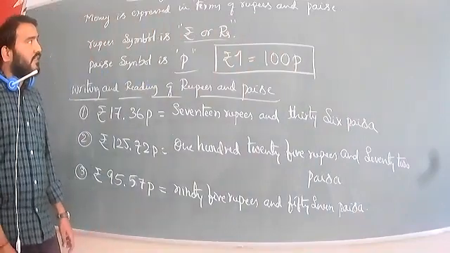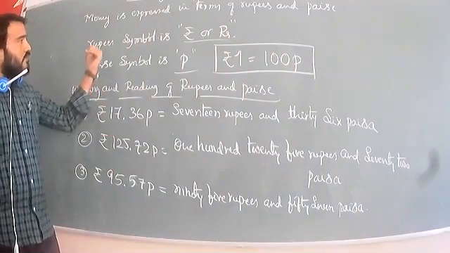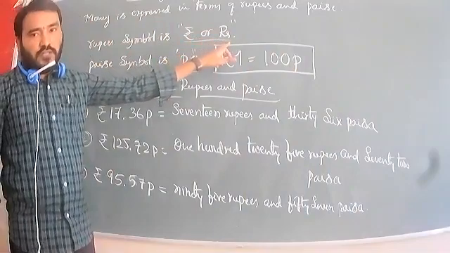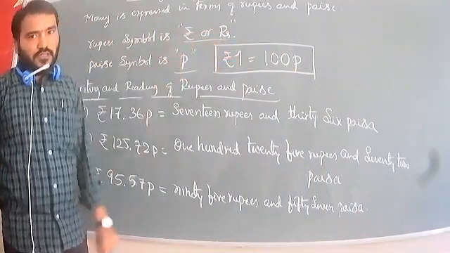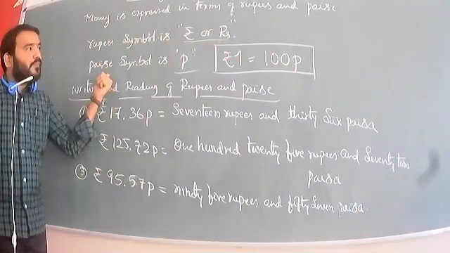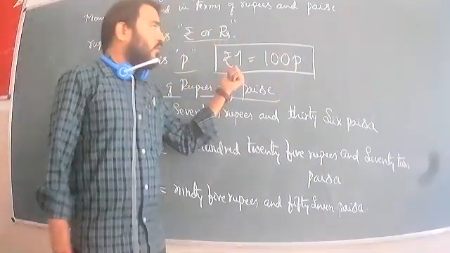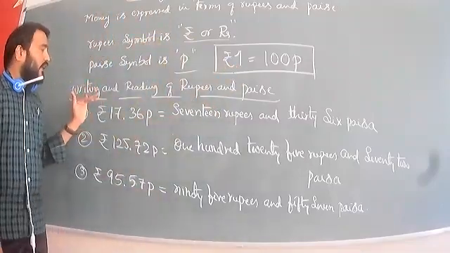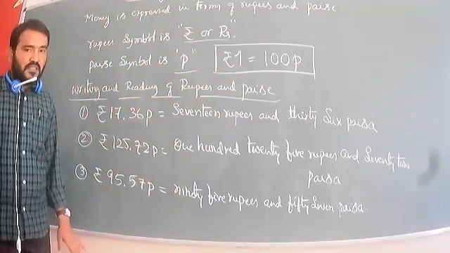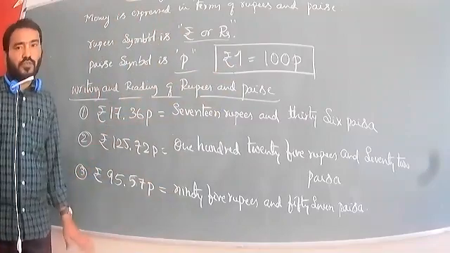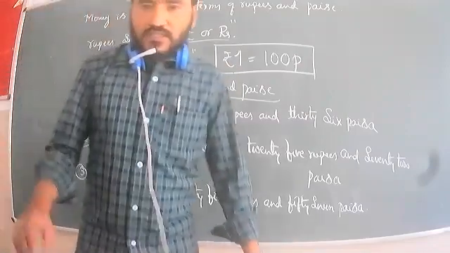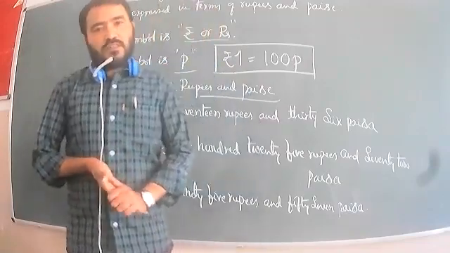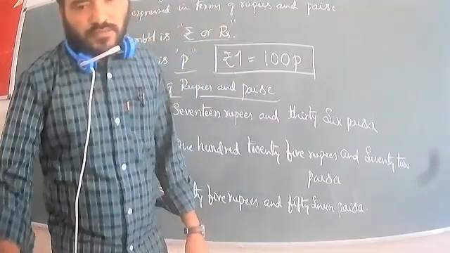I hope all of you understand. What is the symbol of rupees? The Hindi letter Ra, and we also use capital R and s. The paisa symbol is P. We know that 1 rupee equals 100 paisa. You have learned reading and writing of rupees and paisa, a concept you already learned in the second standard. Now, how to convert rupees and paisa. Now I will go to that concept.